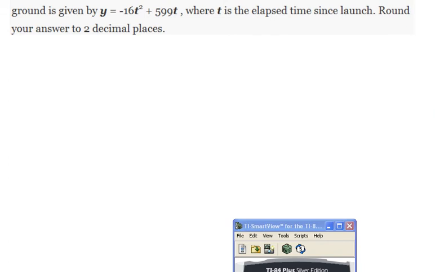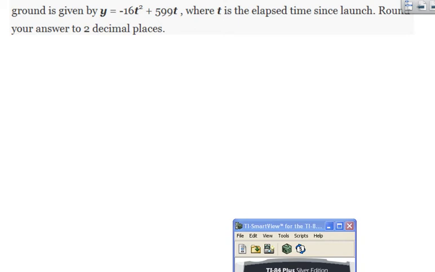A projectile is launched. I put a bunch of these. They're not all going to look like this, but you're going to get at least one projectile motion problem in the text, and on the study guide you have several, maybe. A projectile is launched vertically from the ground. After how many seconds will the projectile be at a height of 403 on its way down?